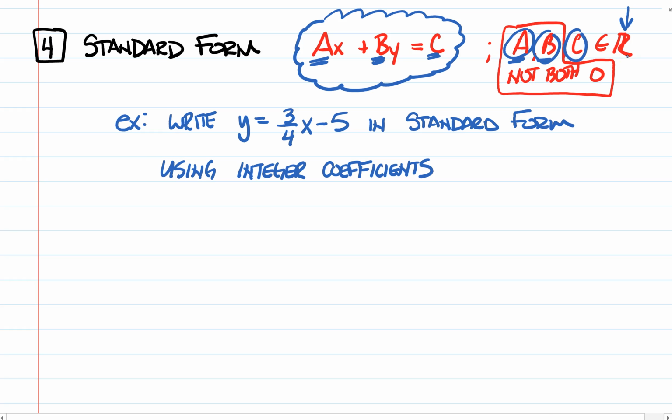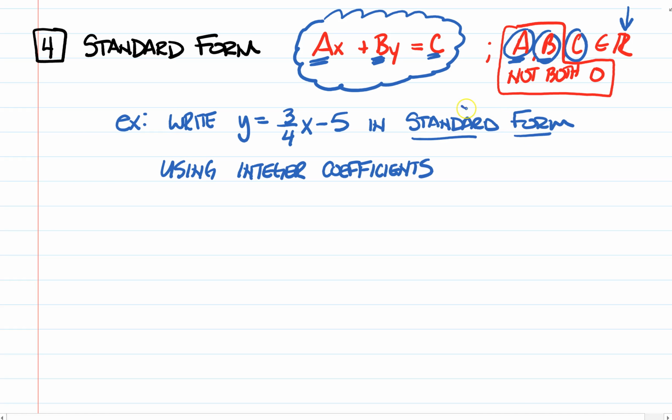Both A and B can't be 0 at the same time, and all A, B, and C need to be elements of the real numbers, which means they can't be imaginary numbers. Okay, so let's do a little quick example here. Let's write y equals 3/4 x minus 5 in standard form.